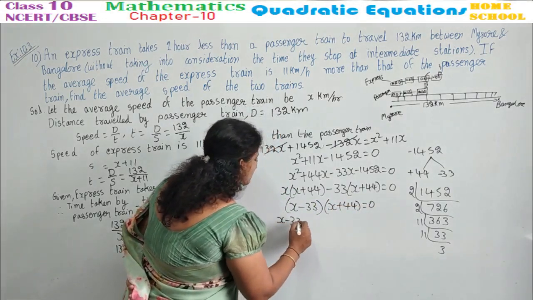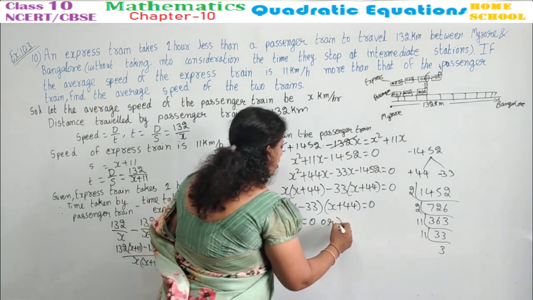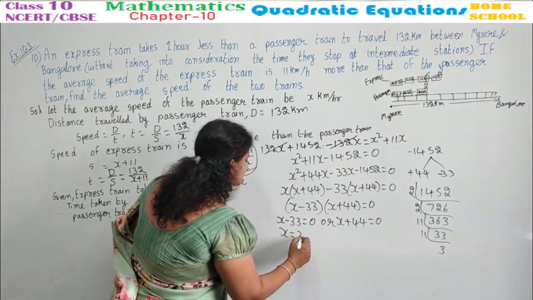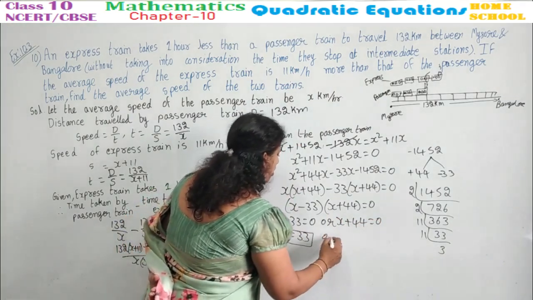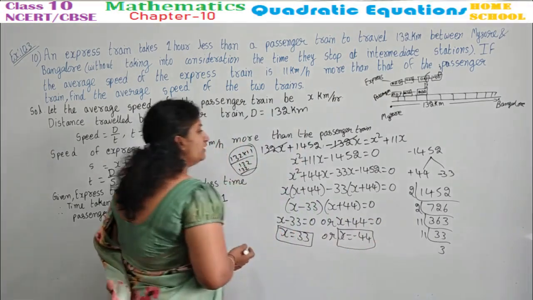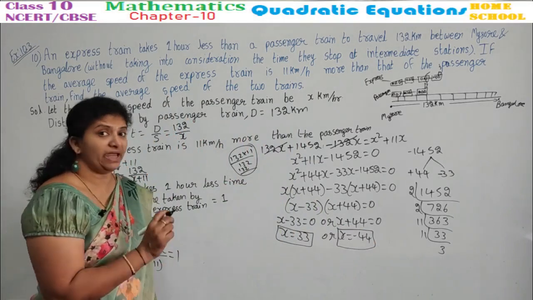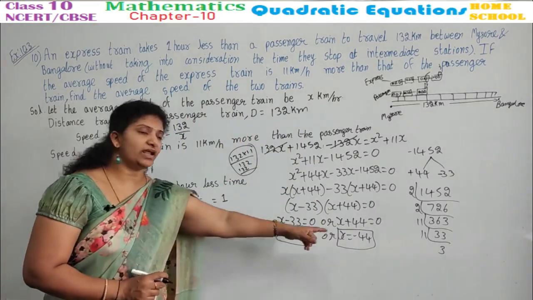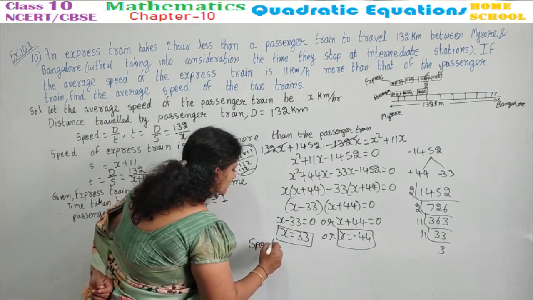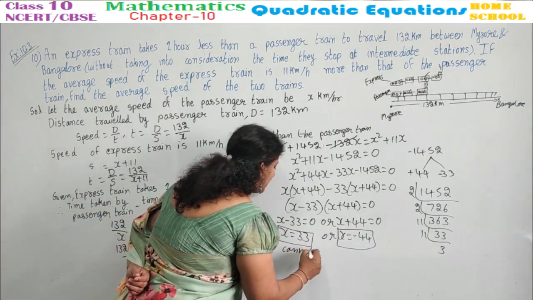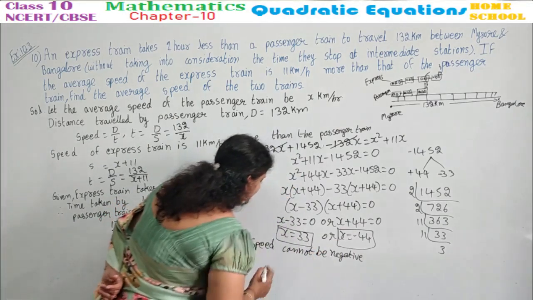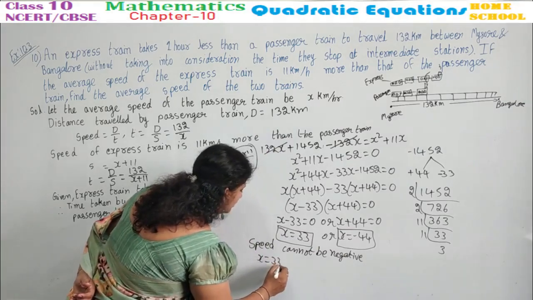Equate to 0, children. x minus 33 equal to 0 or x plus 44 equal to 0. That is, x is equal to 33 or x is equal to minus 44. What are we talking about here? We are talking about the speed of the train. Will the speed of the train be negative? No, right? Speed cannot be negative. So I won't consider that root. I just take x is equal to 33.